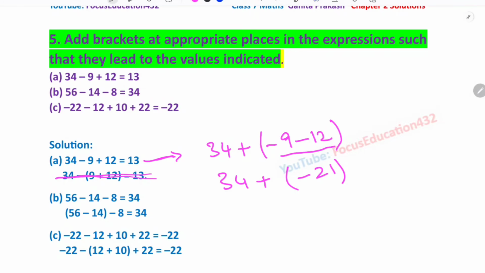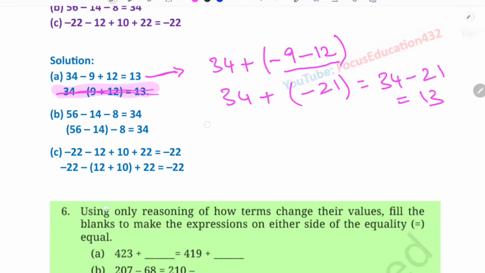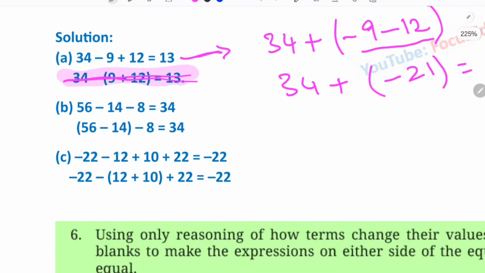Now we are having one plus, another one minus. So plus and minus becomes minus. So the next step will be 34 minus 21. That is equal to 13. That is what we are having here, 34. So in this way we have to write. Clear? This is not correct. Now the second B bit we will see. What is B bit here?